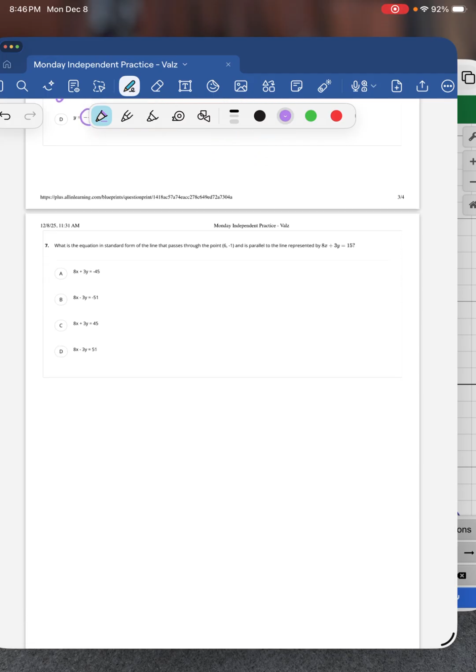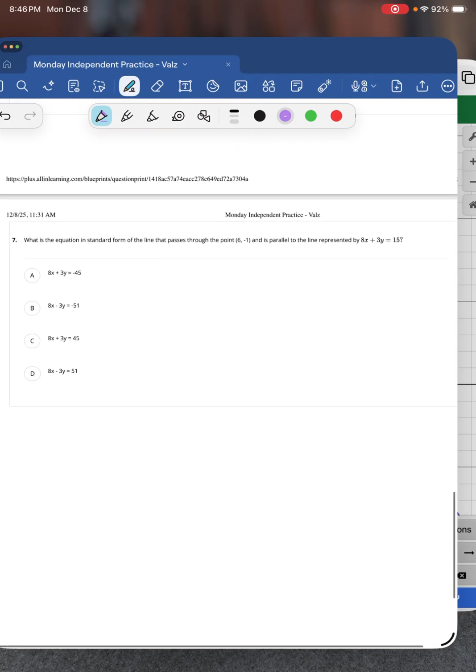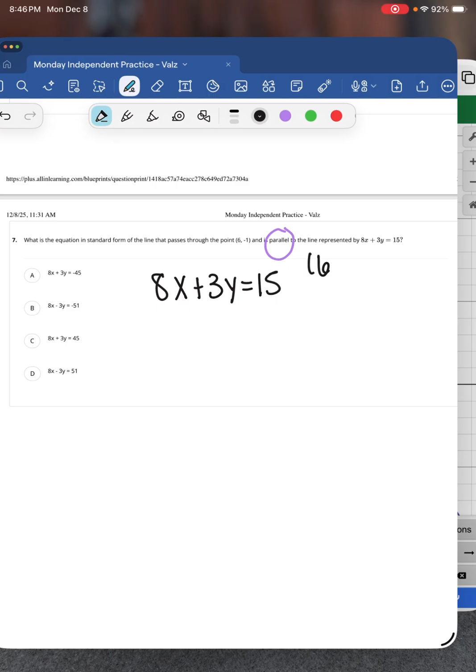Number 7, what is the equation in standard form of the line that passes through the point 6, -1 and is parallel to the line represented by 8x plus 3y equals 15? So here we have standard form. So remember, standard form is a little bit different. Standard form, think of it like your plug-in formula. You just can plug in points.